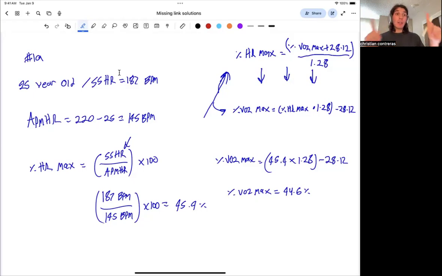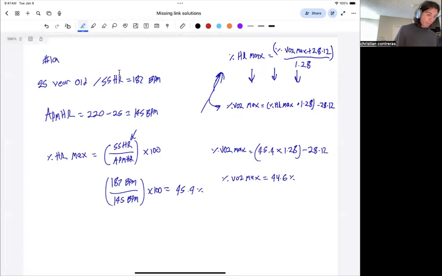And again, those values are going to get closer and closer to the same number as they approach 100, but they will only ever be the same number at 100%, meaning you will only be at 100% of your VO2 max and 100% of your heart rate max when the values are both 100%. When they start out at lower intensities, they'll be further apart from each other. But as they approach 100, they get closer and closer together. But again, they'll only be the same value at 100%.